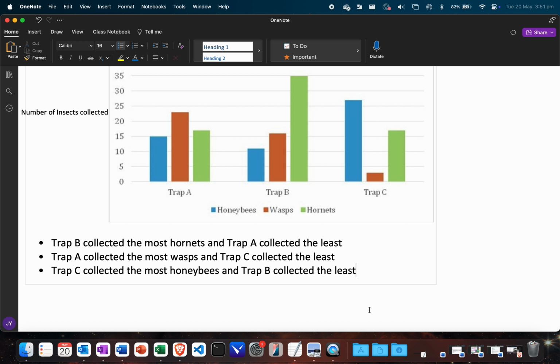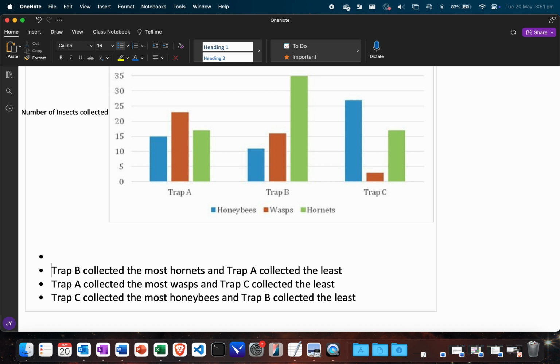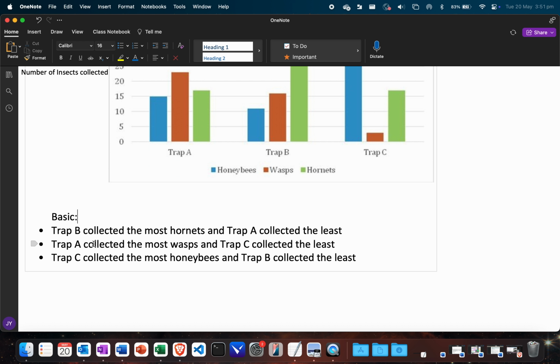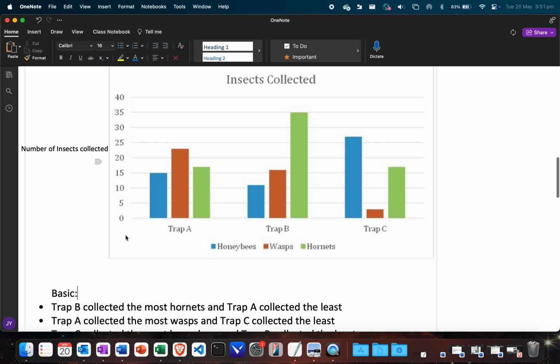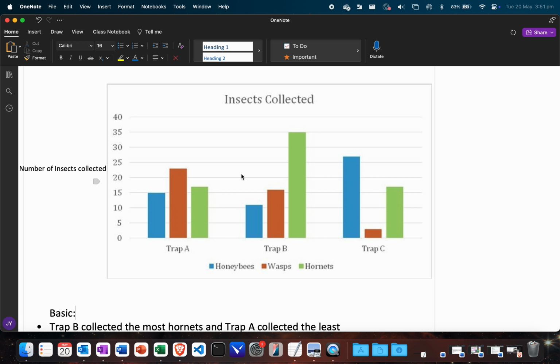So this would be essentially a basic trend that we've identified, right? The most and the least. But if we have another look at this, what trap looks to be the best overall, right? It's kind of okay at all of them. Which one seems to be okay across the board? Well, it looks to be trap A.